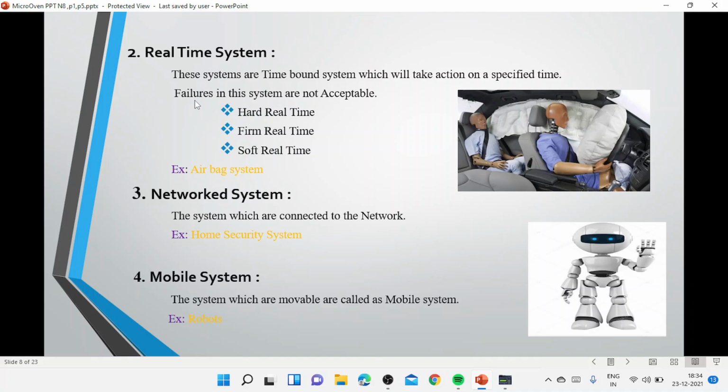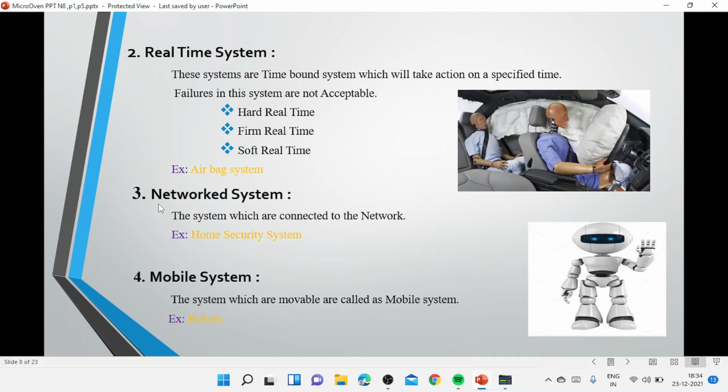Means failure rate is zero. Means it definitely should occur. Under this there are three types: hard real-time, firm real-time and soft real-time. An example for these real-time systems is the airbag system. This is the airbag system.